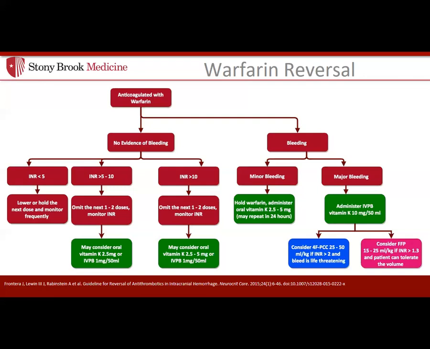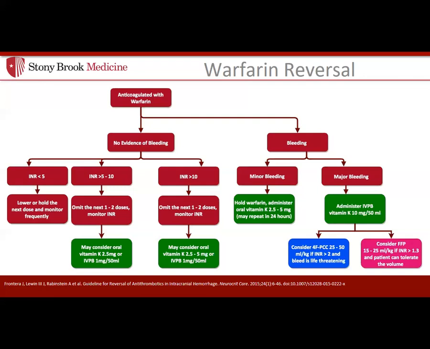So for minor bleeding itself, you're going to hold the warfarin again, obviously, but then you're going to administer oral vitamin K at this point, 2.5 to 5 milligrams, and then you may have to repeat it within 24 hours. In terms of major bleeding, this is when you're going to be seeing the IV infusion of 10 milligrams in 50 mLs.